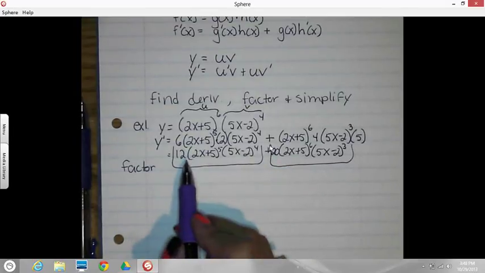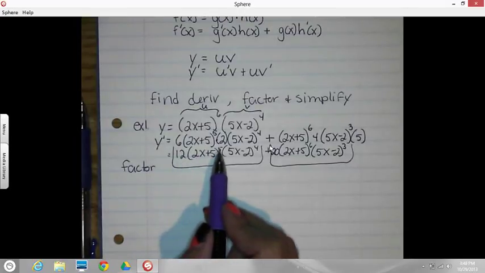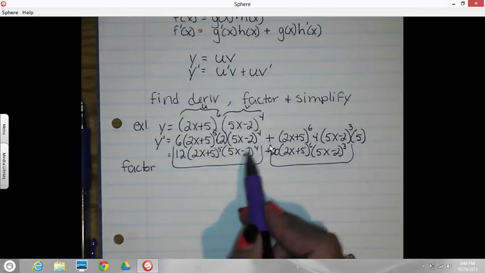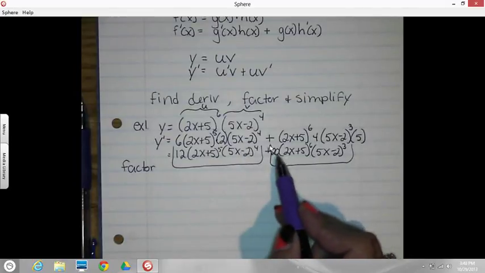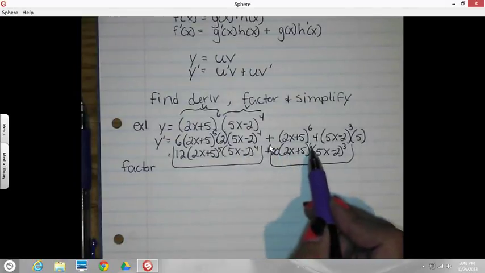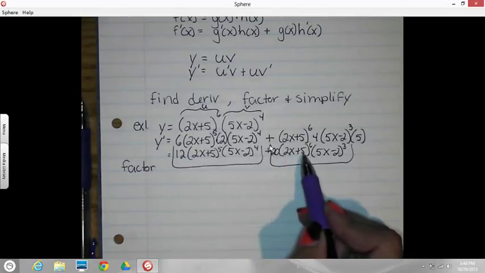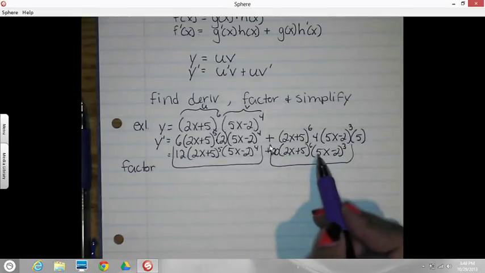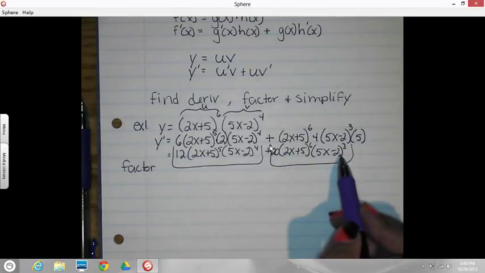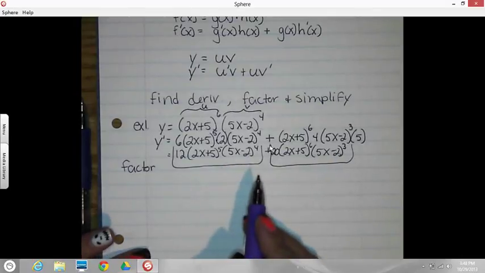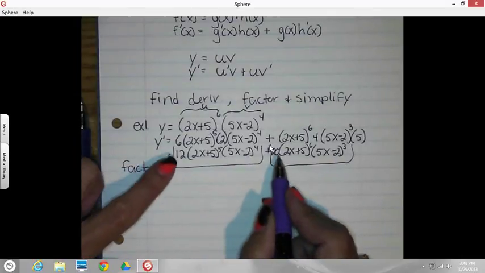So I think I've got a 12, and there's factors of 12 that we'll talk about. Think of this as 5 of these quantities, 5 of the 2x plus 5. Here I've got 4 of these 5x minus 2. Over in this basket, I've got 20. And then I've got 6 of these quantities of 2x plus 5, and I've got 3 of these 5x minus 2. So what we want to do is take out from both baskets the most amount that we can.